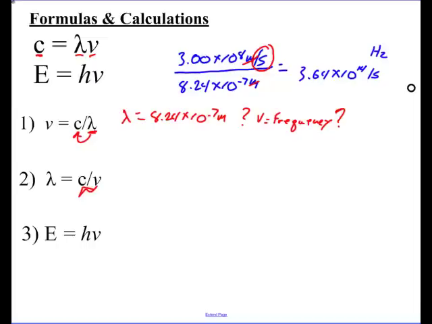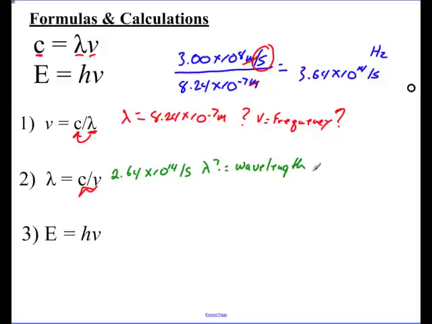Let's say in this second problem, instead of me giving you a wavelength, I've given you a frequency. And the frequency is 2.64 times 10 to the 14th per seconds. And then the question is, what's the wavelength? All right. Well, again, we've got this formula, right?